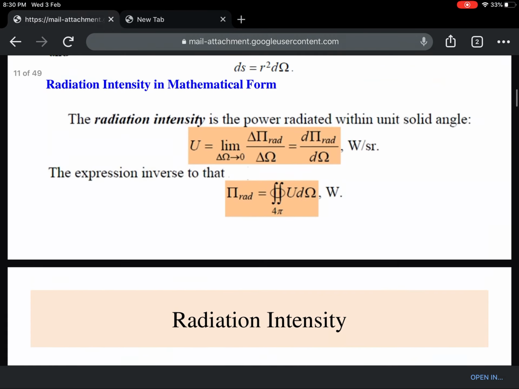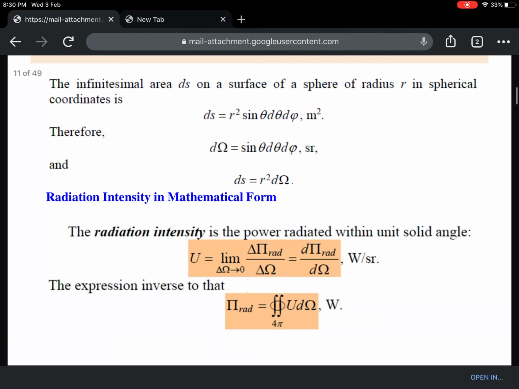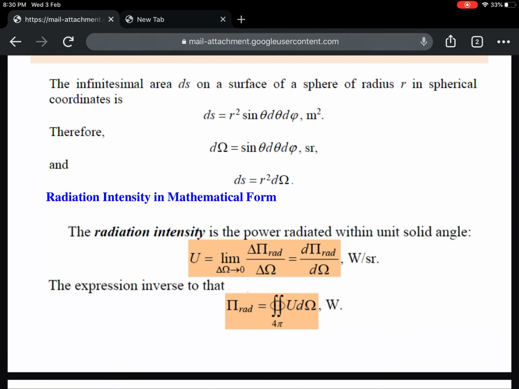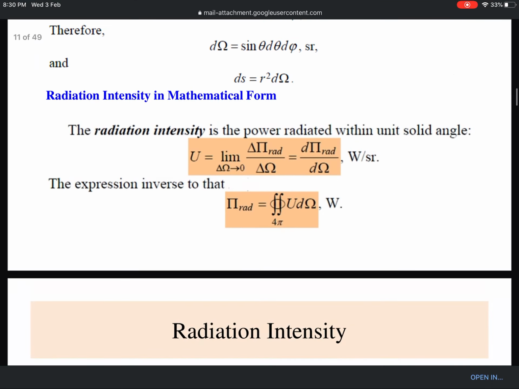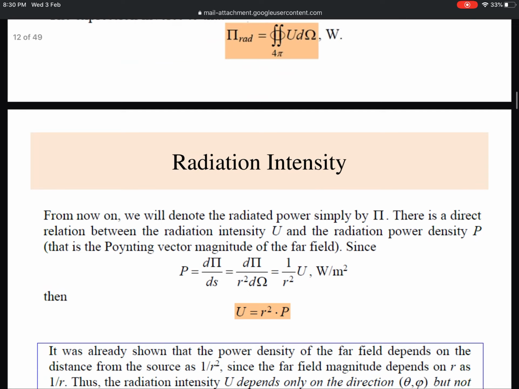Now, whatever we have defined is just a solid angle and radiation intensity. What I will try to do is relate this radiation intensity quantity with the radiation density, or Poynting vector power density, whatever you can call it. So the radiation intensity and the power density. I know that my power density is power per surface area. I mean, if you are considering power, how much power is going through a particular surface.